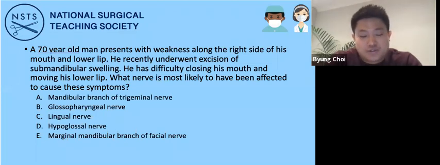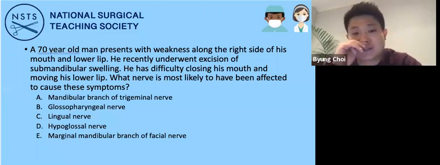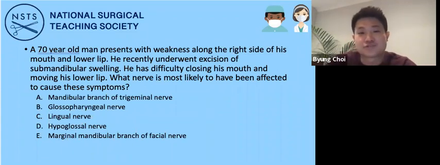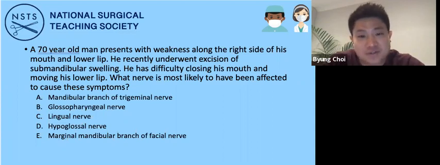Okay, so essentially for this question, even if you don't know the exact anatomical outline of the submandibular gland and what structures may be at risk, you should be able to just work it out from the patient's symptoms. The key part is that he has difficulty closing his mouth. So that suggests some form of asymmetry and a motor effect. And he's having difficulty moving his lower lip. Now, if you go through, your answer would have been E, the marginal mandibular branch of the facial nerve.